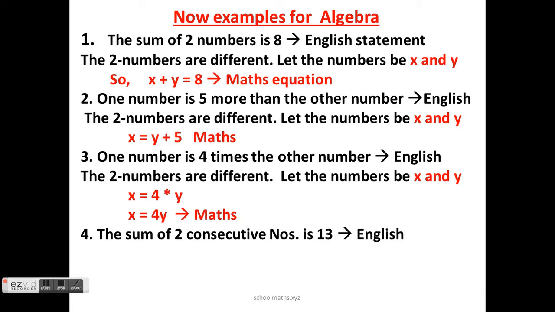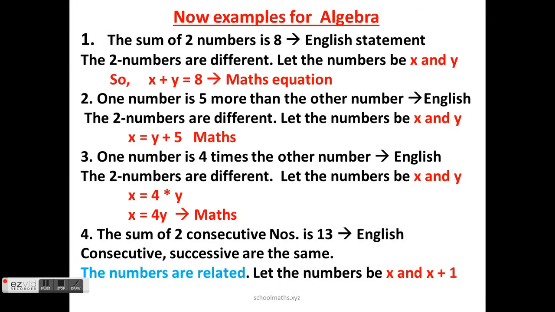The sum of two consecutive numbers is 13. Consecutive numbers and successive numbers both have the same meaning. So here the two numbers are related. They are consecutive, so we take one as x, and the next one will be x plus 1, because the next number will be 1 more than the previous number. So our equation is x plus x plus 1 equal to 13. We are not going to solve the equations. We are going to form only the equations.